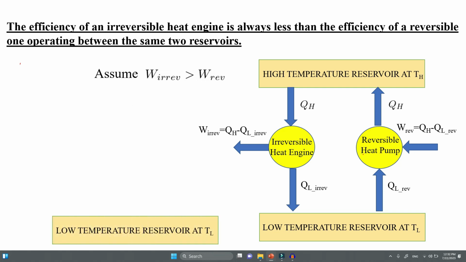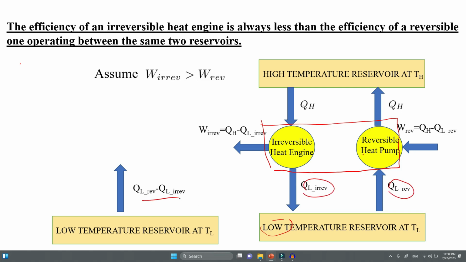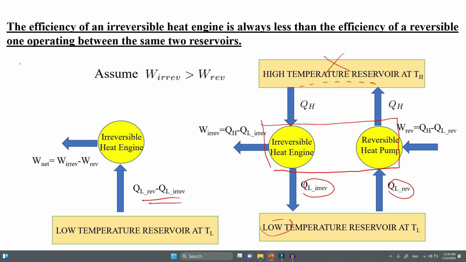So let us combine these two devices, the irreversible heat engine and the reversible heat pump, into a single device. The net heat exchange with the low temperature reservoir is QL reversible minus QL irreversible. You can remove the high temperature reservoir because this QH can be given directly to the irreversible heat engine. If you combine these two, this will become a heat engine which takes in heat QL reversible minus QL irreversible and produces a net work, because the work produced by the engine less the work W reversible supplied to the reversible heat pump, which is QH minus QL reversible.